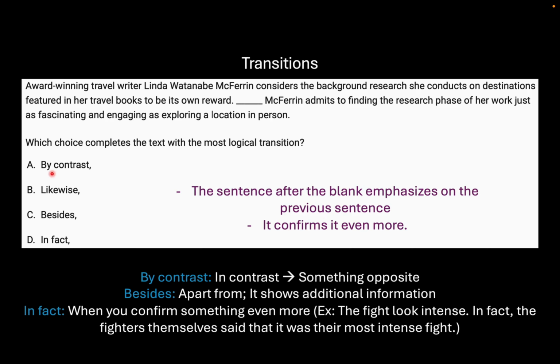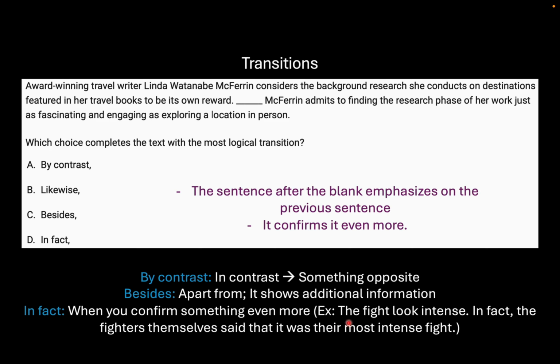Alright, let's look at the multiple choices. A, by contrast. By contrast is the same thing as in contrast, which means something opposite. Choice B, likewise. We've already mentioned that, which means similarly. C, besides. Besides means apart from, so this is used to show additional information. Choice D, it says in fact. In fact is used when you confirm something even more.